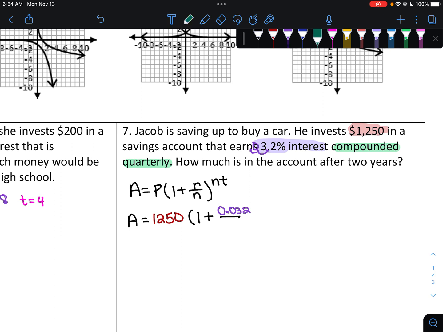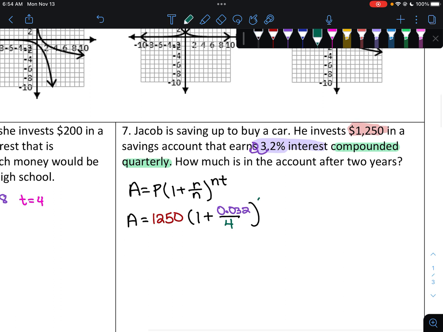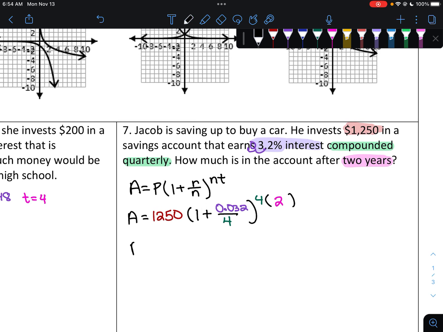Then it said compounded quarterly, which means n is 4, so that's going to go in 2 different spots. And then last but not least, we want to know after how many years. So it's going to be 2 years. And then we're going to type that into the calculator exactly as it looks. And so after 2 years, there would be $1,332.28.